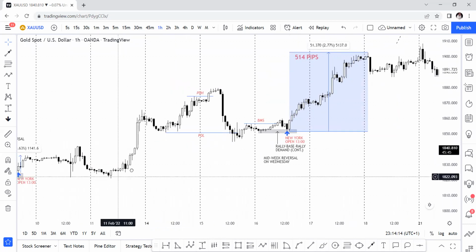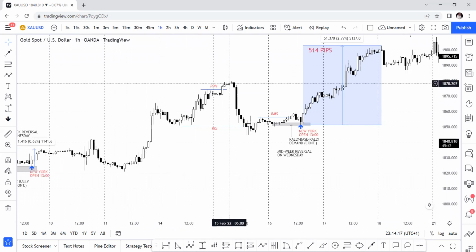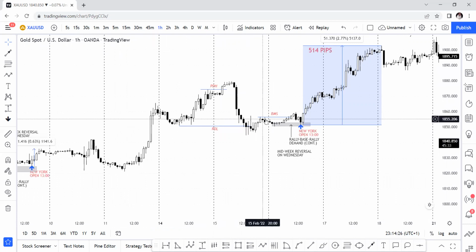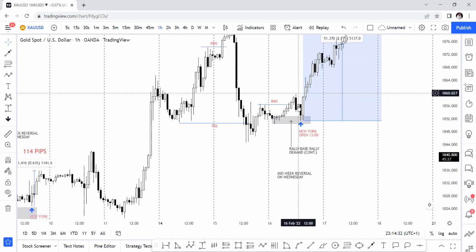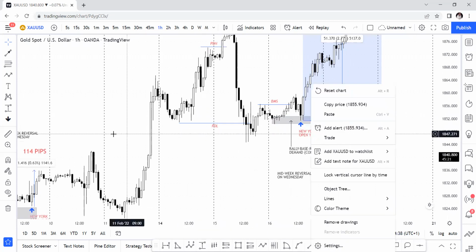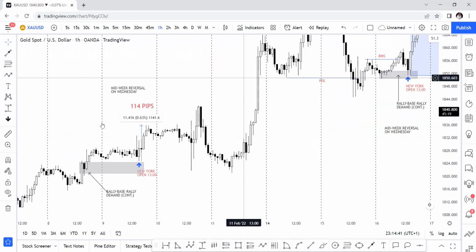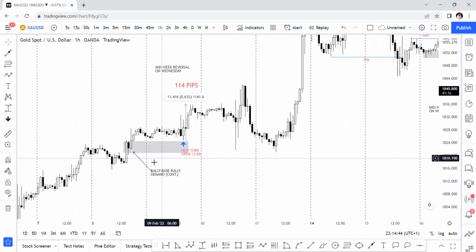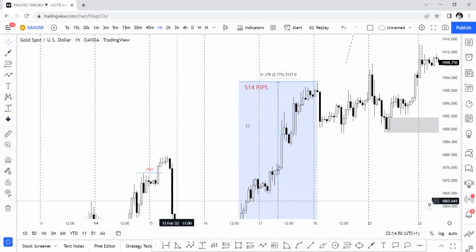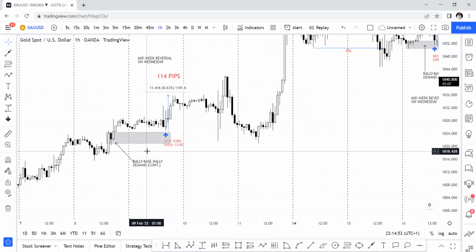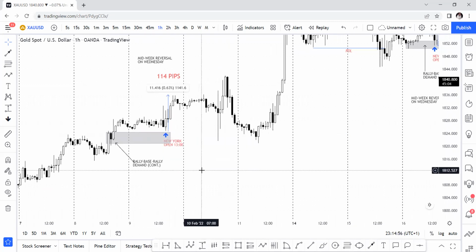Yeah, it even goes with the larger structure of rally, base, and price comes down into this. They have this again, continue a kind of rally, base, rally, falls back into this zone, then that's when it is for you. Yeah, so take note of that structure that I've just drawn out for you. Take note. So that gives us almost about a 514 pips there.